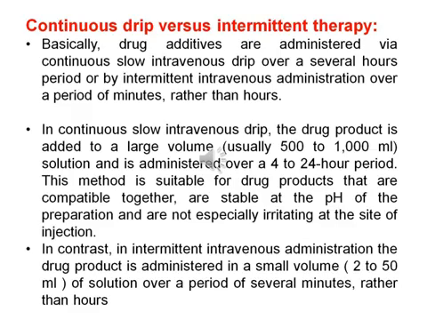In continuous slow intravenous drip, the drug product is added to a large volume and is administered over a 4 to 24-hour period. This method is suitable for drug products that are compatible together or stable at the pH of the preparation and are not especially irritating at the site of injection. In contrast, in intermittent intravenous administration, the drug product is administered in a small volume of solution over a period of several minutes rather than hours.